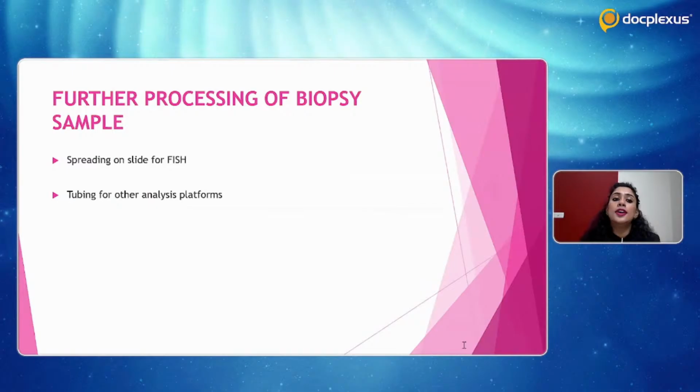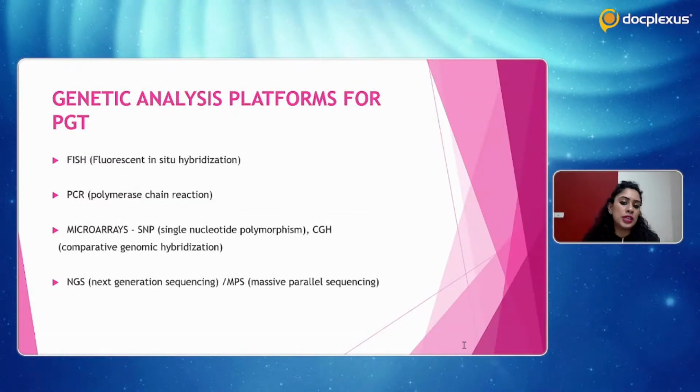So we do need further processing of biopsy sample, spreading on slide for FISH, tubing for other analysis platforms. We need more progress and more research. Genetic analysis platforms could be FISH, PCR, microarray, the single nucleotide polymorphism, the comparative genomic hybridization, the next generation sequencing, as well as the massive parallel sequencing. All these are the genetic platforms for PGT.